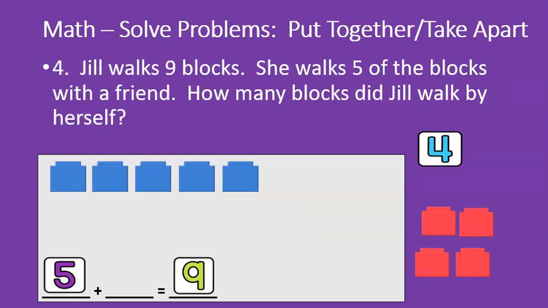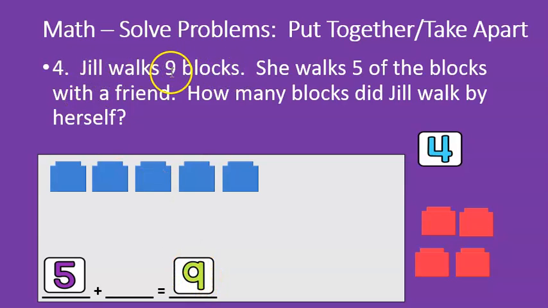Let's do another example. Read with Mr. Big A. Jill walks 9 blocks. She walks 5 of the blocks with a friend. How many blocks did Jill walk by herself? Now, let's come up here again. Let's break it apart by sentence, okay? Let's read again. Jill walks 9 blocks. Now, 9. Since this is the big number, this is going to be our answer. Look at that. Mr. Big A already put 9 here because that's the answer.